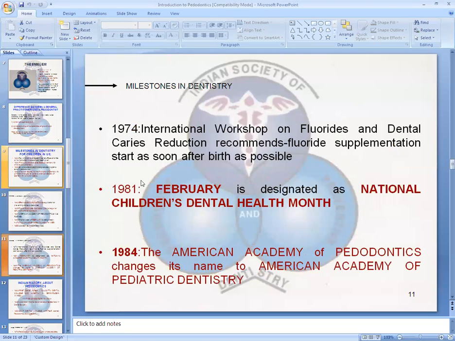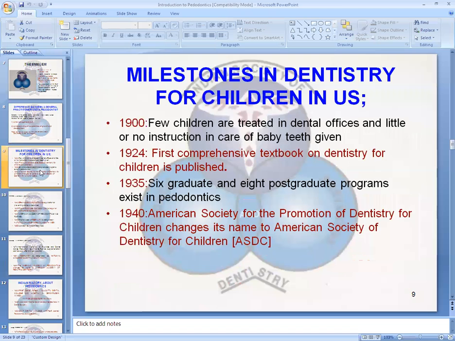Okay, in 1981, February was designated as National Children's Dental Health Month. And in 1984, the American Academy of Periodontics changed its name to the American Academy of Pediatric Dentistry, the AAPD, which is the name used now also. Okay, these are a few milestones.